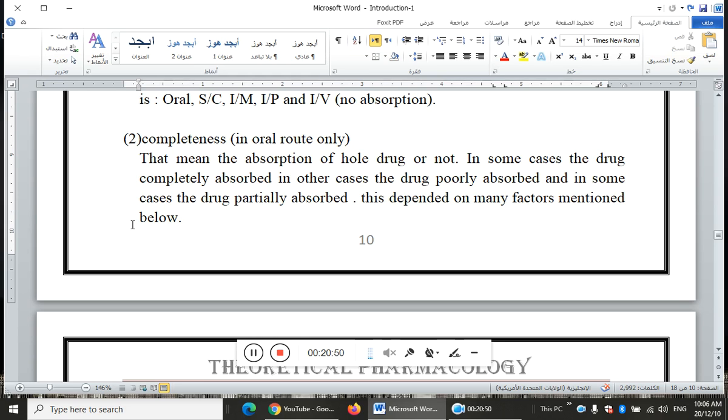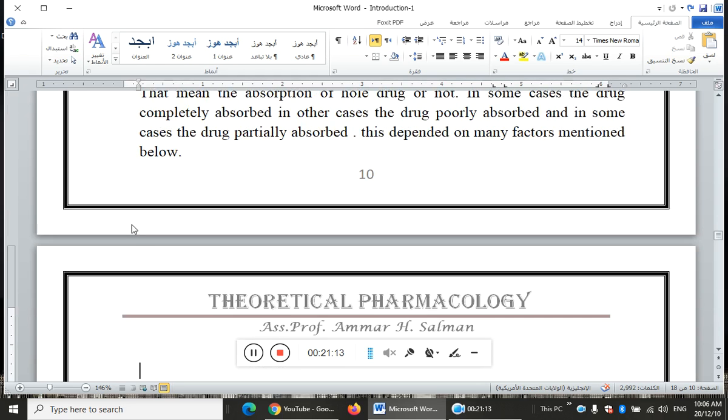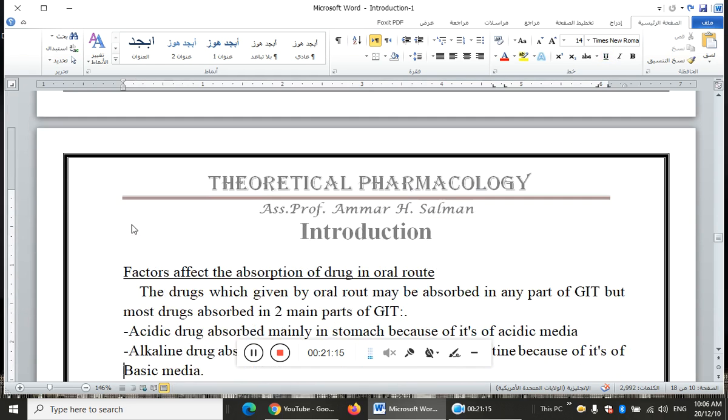So the completeness of the drug in the oral route differs. In some cases, the drug is completely absorbed, in some cases partially absorbed, and in some cases poorly absorbed. Why these differences in the absorption of the drug by oral route? We will see the factors that affect the absorption.